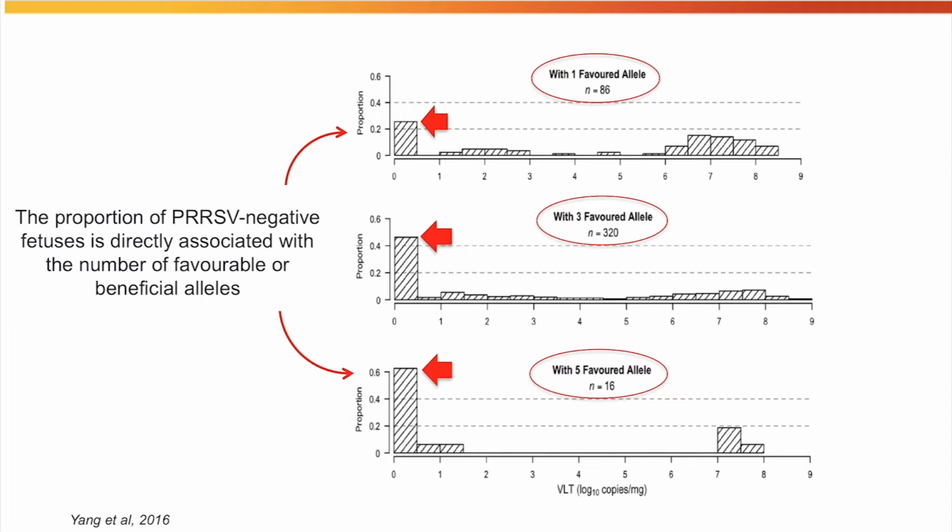So we ask the question, what happens if there's a fetus that has 6 favorable alleles, and how do those compare to fetuses that have very few favorable alleles? And that's what this next plot shows. So this is a histogram. There's 3 separate plots. Each of them on the horizontal axis is showing the distribution of fetuses and the virus load that they have. And on the Y axis, it's showing the relative proportion of fetuses.